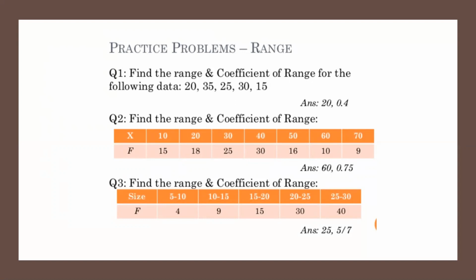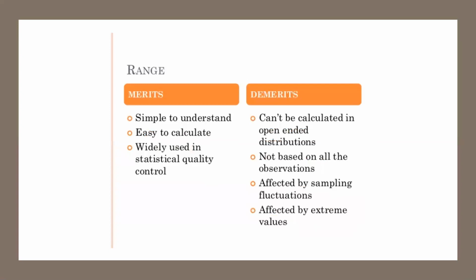By applying the previously mentioned formula for question number 1, the range comes out to be 20 and the coefficient of range is 4.4. Easily you can calculate it for the second data set, for which the range comes out to be 60 and the coefficient is 0.75. For the third data set, the range comes out to be 25 by applying the same formula, largest minus smallest, and then the coefficient of range using the previous formula.